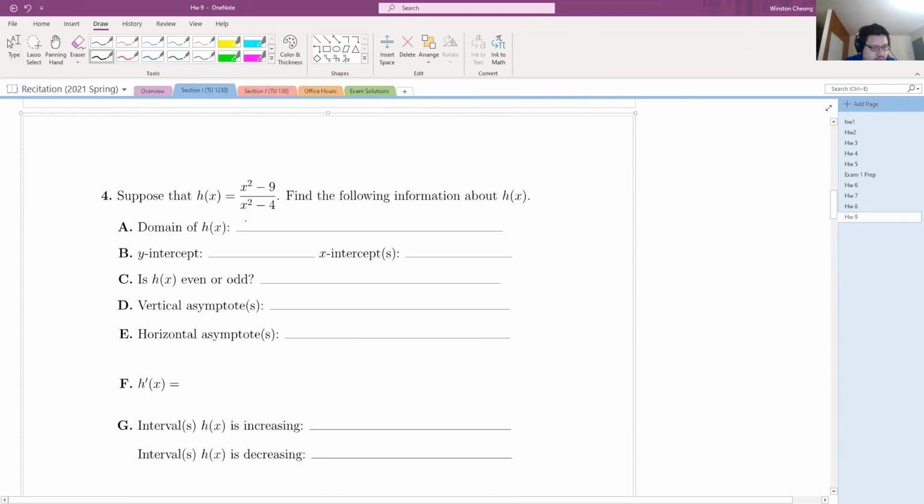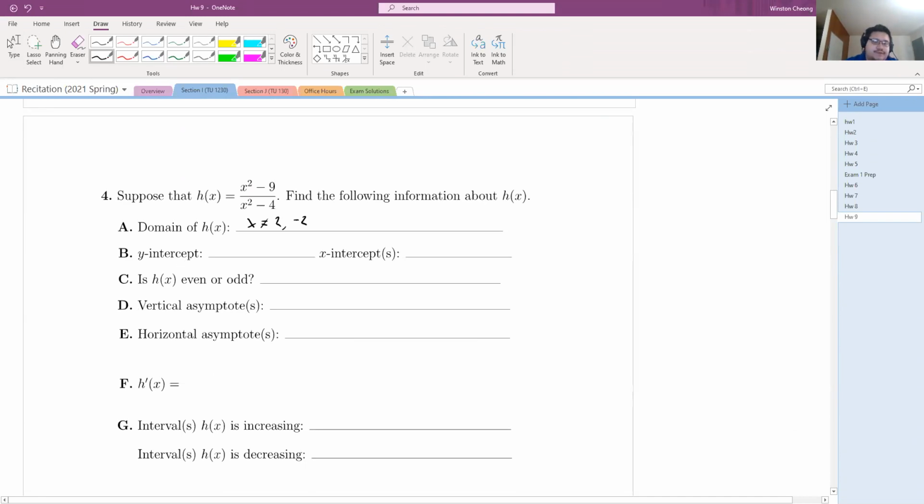The domain, well, the easy way to write this is that x is not equal to 2 or -2. If you want to, you could write this in interval notation, like all the real numbers excluding these two things. It's just a union of 3 intervals.